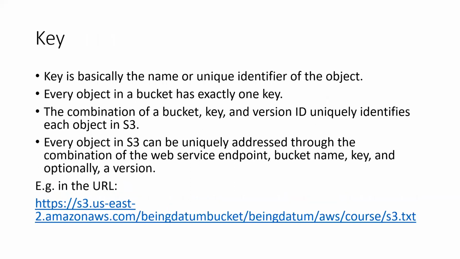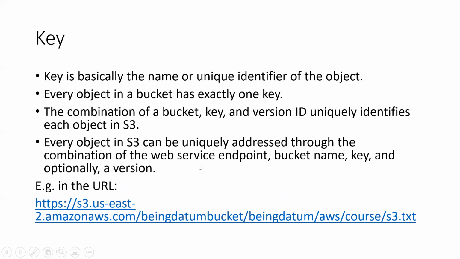Now key, as we talked about key and metadata, is basically the unique identifier for any object within a bucket. And as it is a unique identifier, every object in a bucket will have exactly one key. Bucket, key, and version ID, all these things uniquely identify each object.